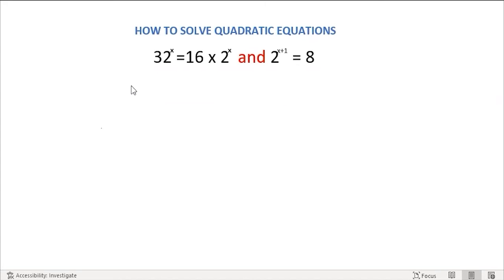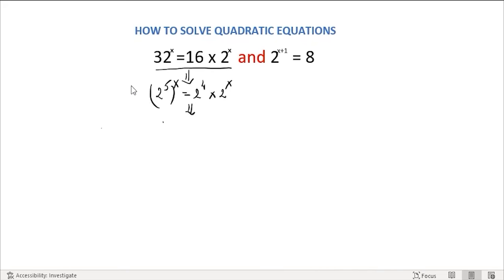Today I am going to explain how to solve two simple exponential equations. First one, we have 32 to the power of x equals 16 to the power of 2 to the power of x. Result: I'm going to rewrite 32 as 2 to the power of 5, everything to the power of x, equals 16. I'm going to rewrite it as 2 to the power of 4 multiplied with 2 to the power of x.